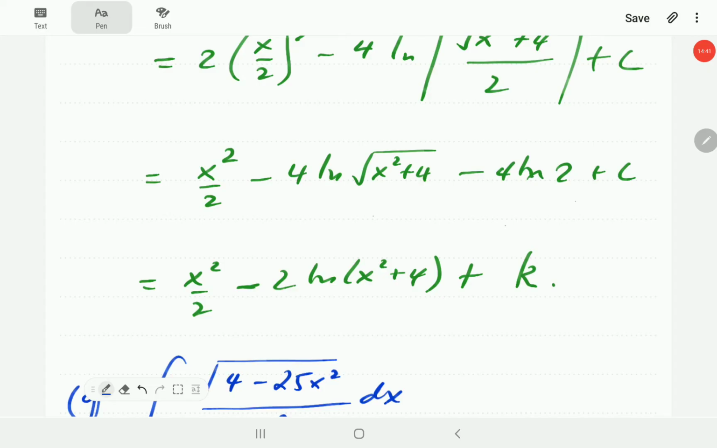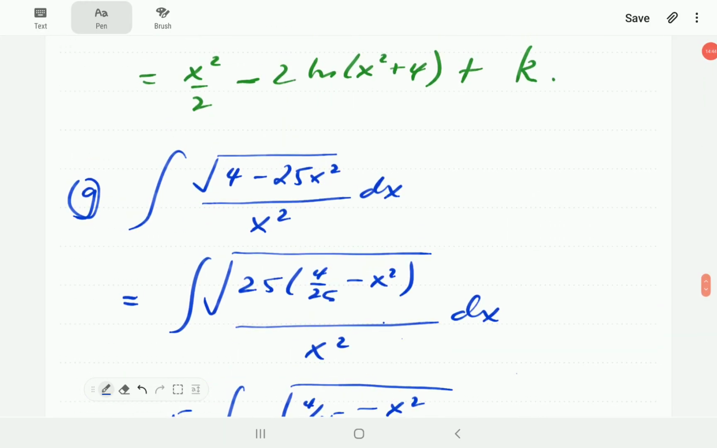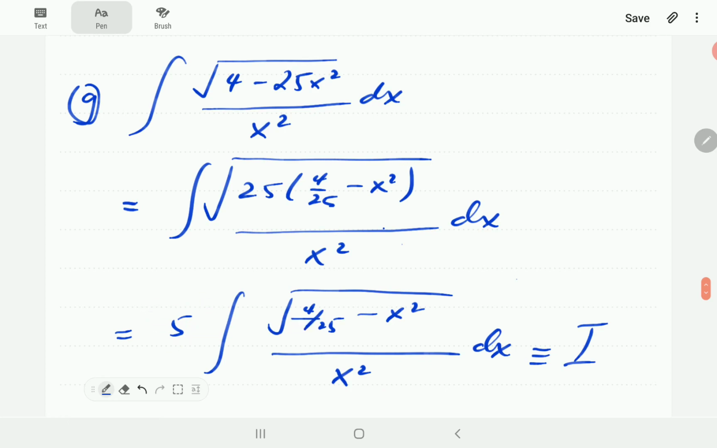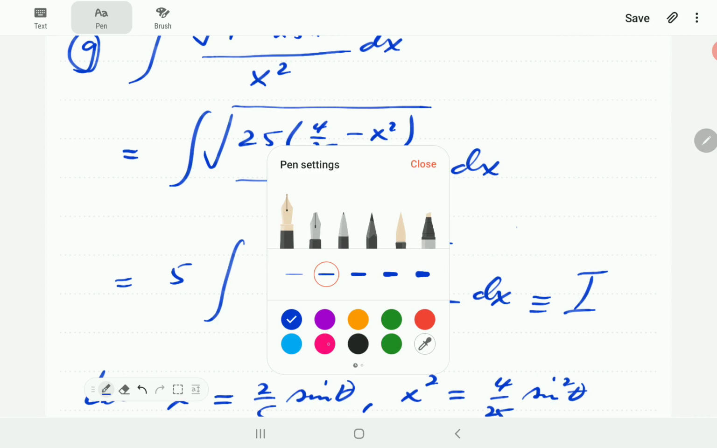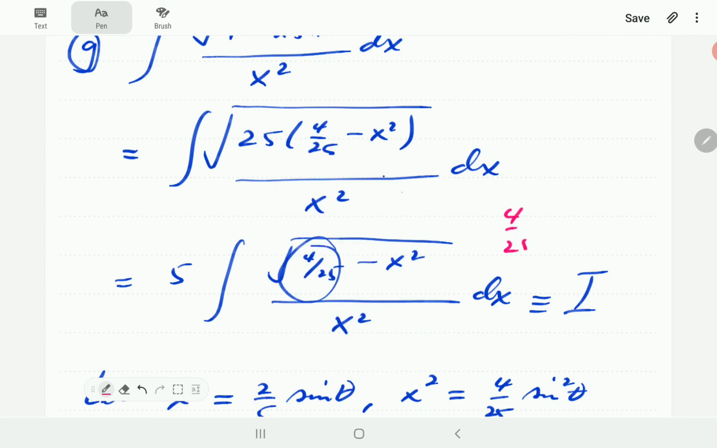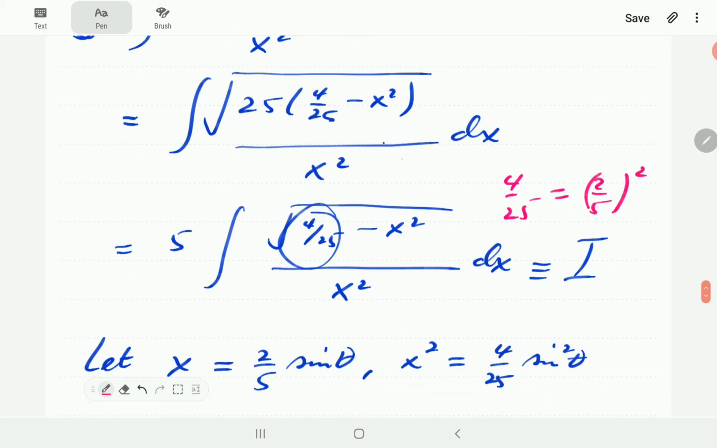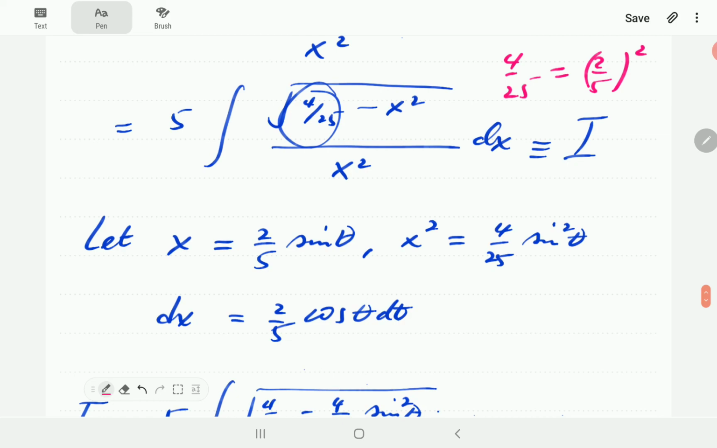Okay, and so for the last one, again, the coefficient of x squared is not unity, so we're going to have to factor out 25, and then the square root of 25 is 5. So then inside the brackets, we're just going to have 4 on 25 minus x squared. So that means a squared is 4 on 25. 4 on 25 is 2 on 5 all squared. So that means our a is going to be 2 on 5.